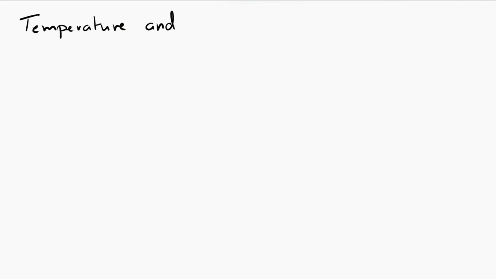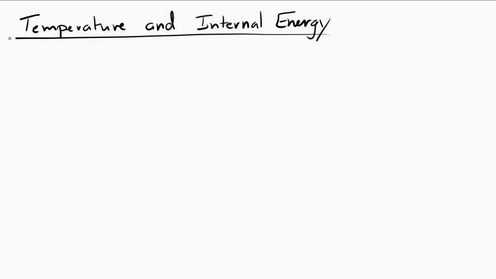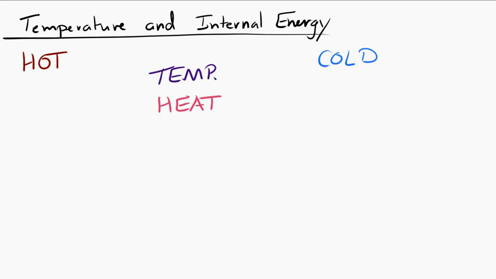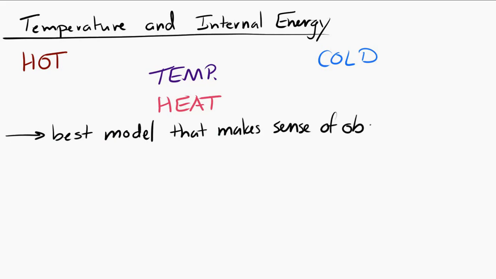Let's take a look at temperature and internal energy. So you probably have a pretty good idea of what is meant when someone says hot or cold or temperature or heat. But we're going to look at it from a physics perspective, which means looking at it in a way that allows us to make sense of what we observe. And to make sense of the observations, the best model we have to do that is the molecular theory.